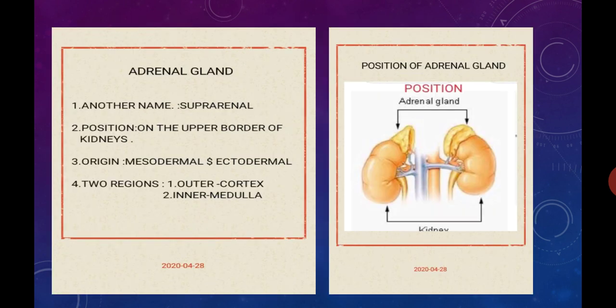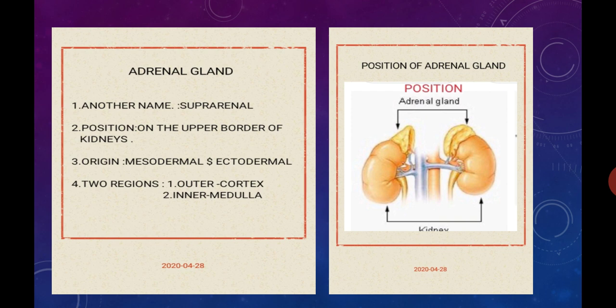Adrenal gland is also called the suprarenal gland. It is located on the upper side of the kidneys. Adrenal glands are yellowish in color. They are mesodermal and ectodermal in origin because they are derived from the mesoderm and the ectoderm. If you take a section of this adrenal gland, you will see two regions. The outer region is called the cortex and the inner region is called the medulla.